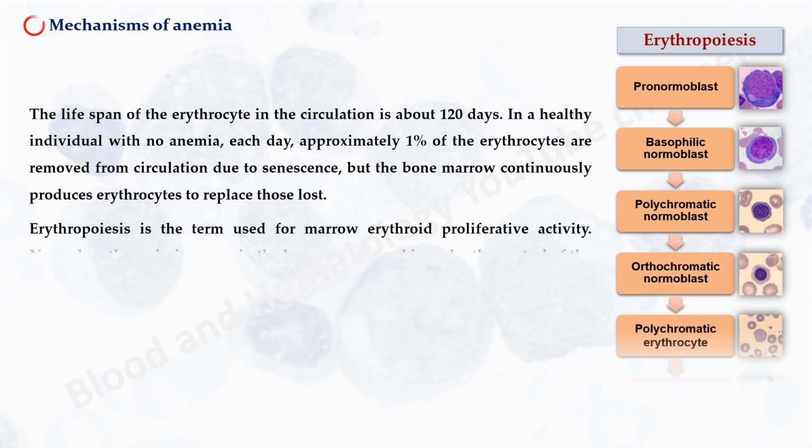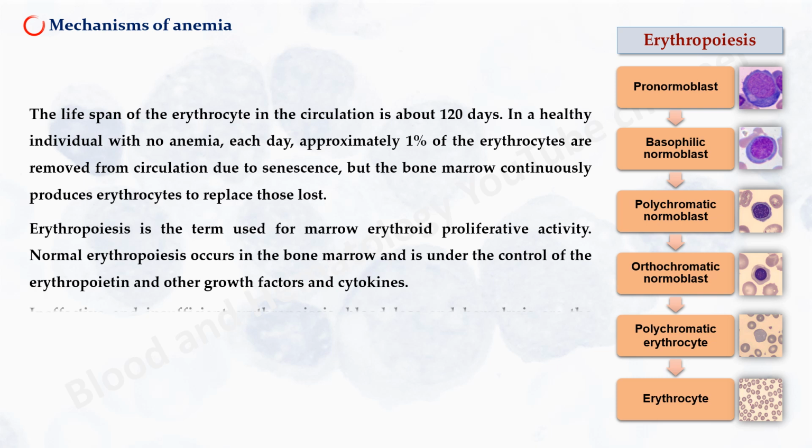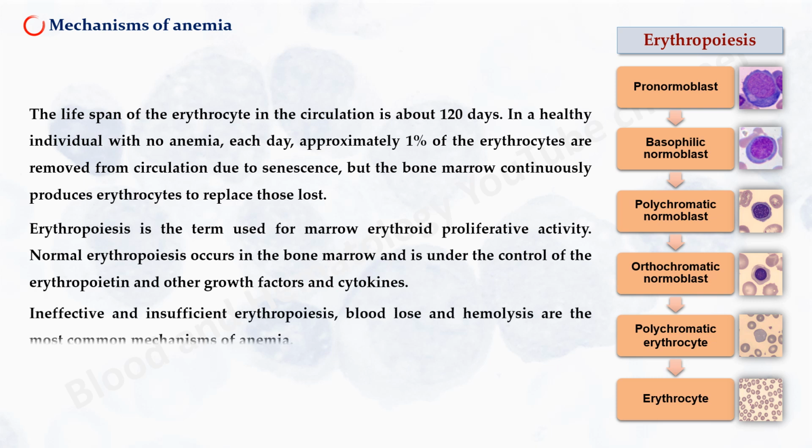Erythropoiesis is the term used for marrow erythroid proliferative activity. Normal erythropoiesis occurs in the bone marrow and is under the control of the erythropoietin and other growth factors and cytokines. Ineffective and insufficient erythropoiesis, blood loss and hemolysis are the most common mechanisms of anemia.